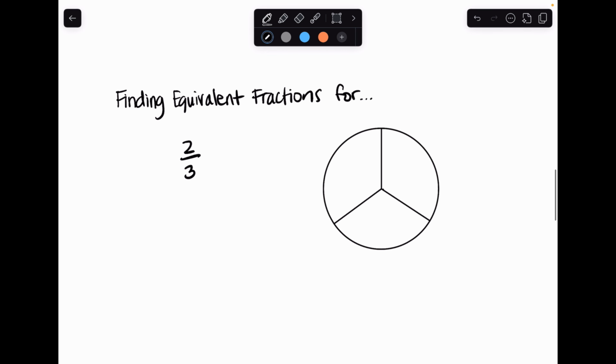Finding equivalent fractions for 2/3. So this is going to be our example here. Let's shade in 2/3. I always like to have a model next to what I'm working with. There's 1/3 and a little sloppy, but there are 2/3. All right. So to find an equivalent fraction, all you need to do is multiply the numerator and the denominator by the same number.